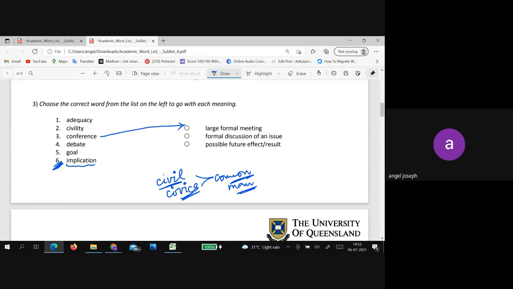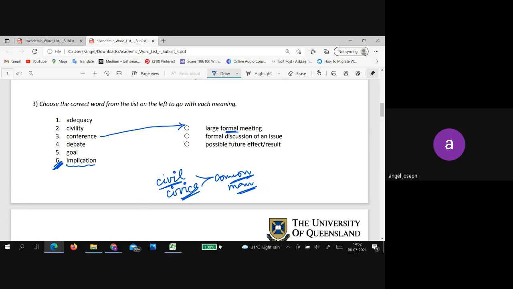Neetu, if you go for a conference, what kind of meeting is that? It will be a big meeting, a formal meeting. Okay, nurses and doctors are having a conference at the hospital tomorrow. What is it? A large formal meeting. Got it? Conference is always for a large meeting, and that too, please remember, it's a formal meeting.